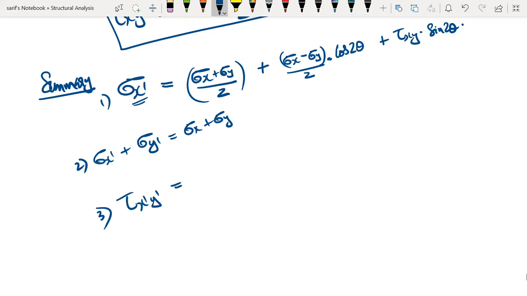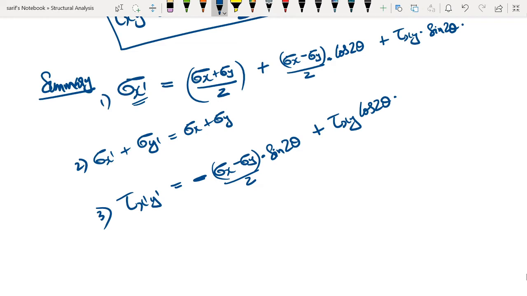We only require this much portion of the equation. So we will have a negative sign to begin with, and the first term will be sigma x minus sigma y divided by 2. We had cos 2 theta here, so it is going to be sine 2 theta here. Next one is again plus tau xy. We had sine 2 theta here, so we will have cos 2 theta here. So this is the final summary expression which you have to remember.